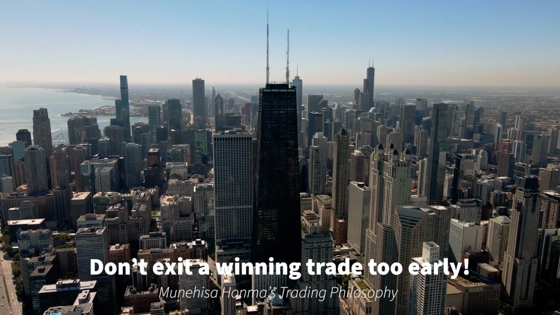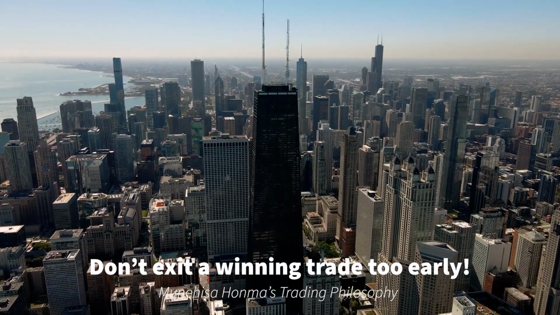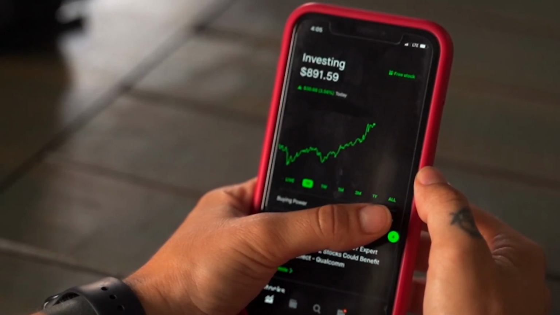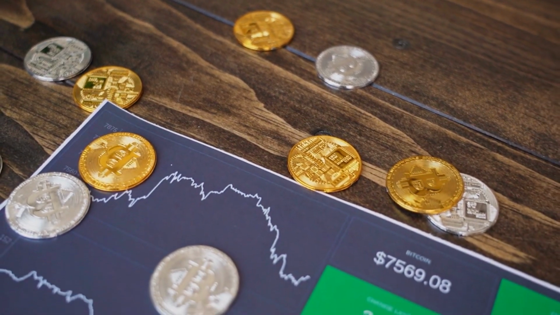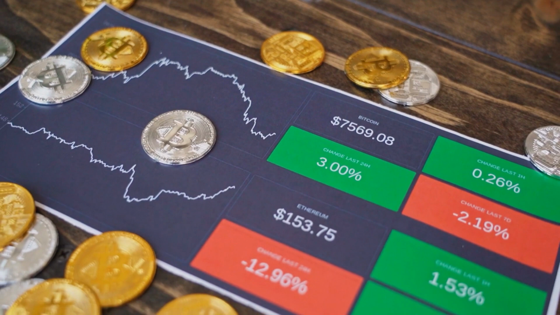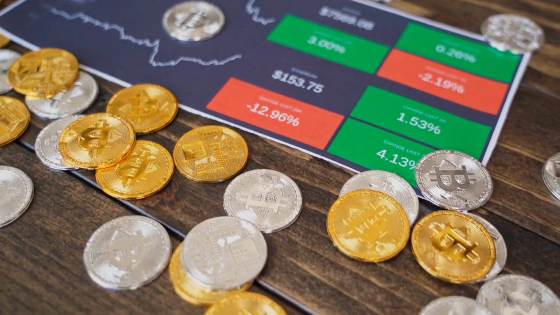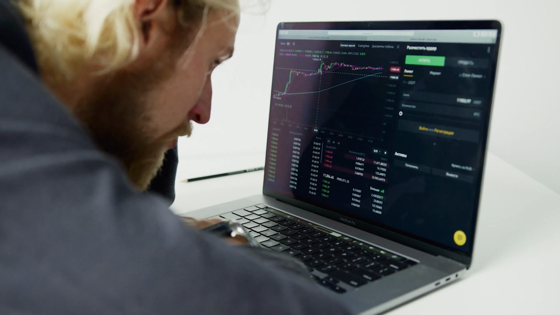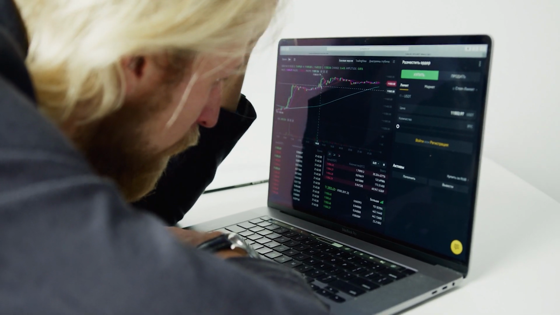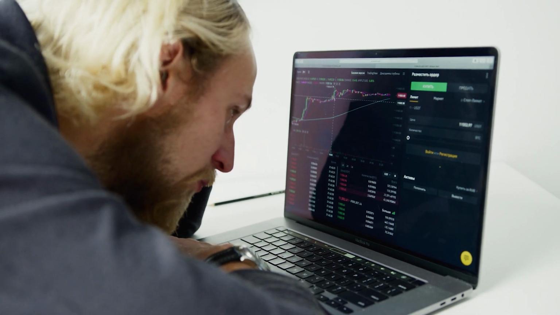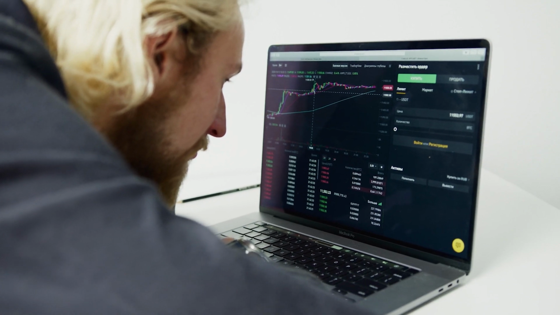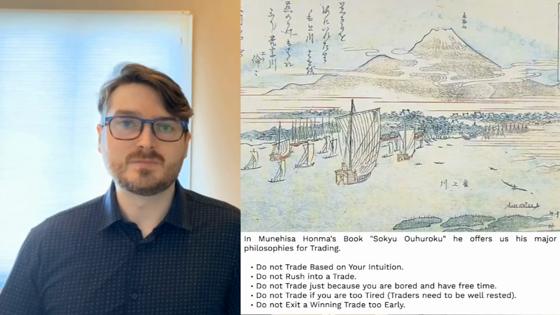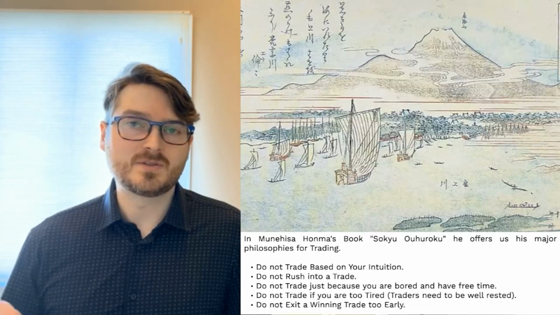And now, last but not least, do not exit a winning trade too early. Now guys, how many times have you taken a trade and gotten into the green, you're making profits, and then you've exited too early? This is one of the struggles that many people have as they're beginning trading. I've found a few ways around this, and so I want you guys to watch my strategy videos, because I've found some mechanical ways to make sure that we don't exit a trade too early based on my strategy. So I want you guys to go and look at those videos.